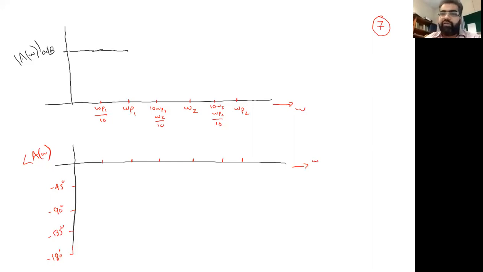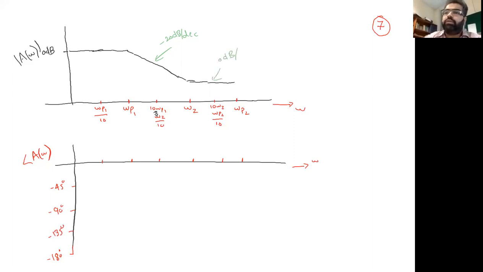Just to again identify, these 2 points are the same: 10 times omega p1 is equal to omega z by 10. That's the given condition, for example. So as the first pole comes, we start having minus 20 dB per decade, till the zero comes. Onwards, it becomes 0 dB per decade, because the zero cancels the pole, until the second pole comes.